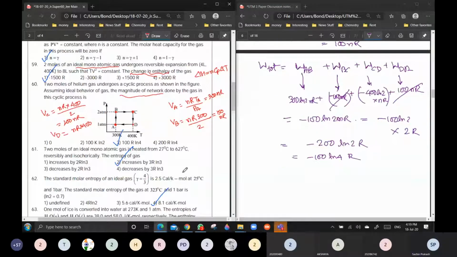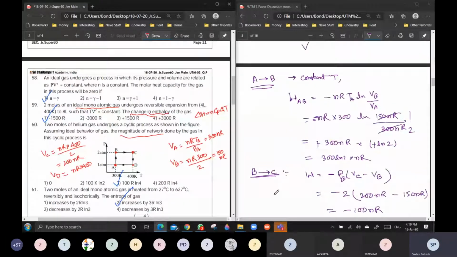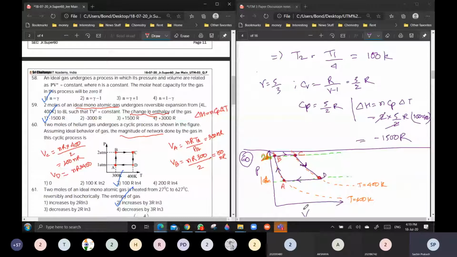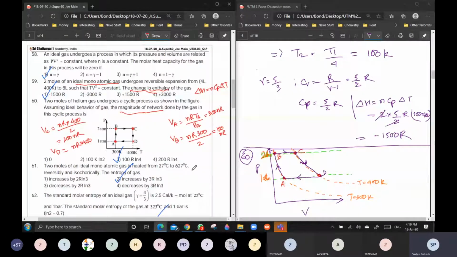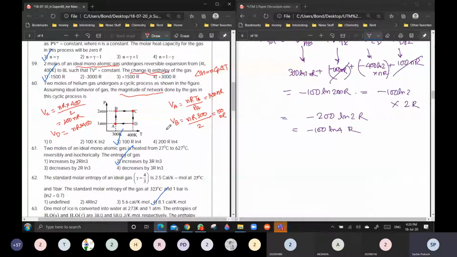Yes, sir. Okay. So what actually you have to do is A to B, B to C, C to D, and D to A. That you have to do separately. This part I have just told you so that if someday it is asked in a question, you should be able to do it. But the actual question answer will be this one.